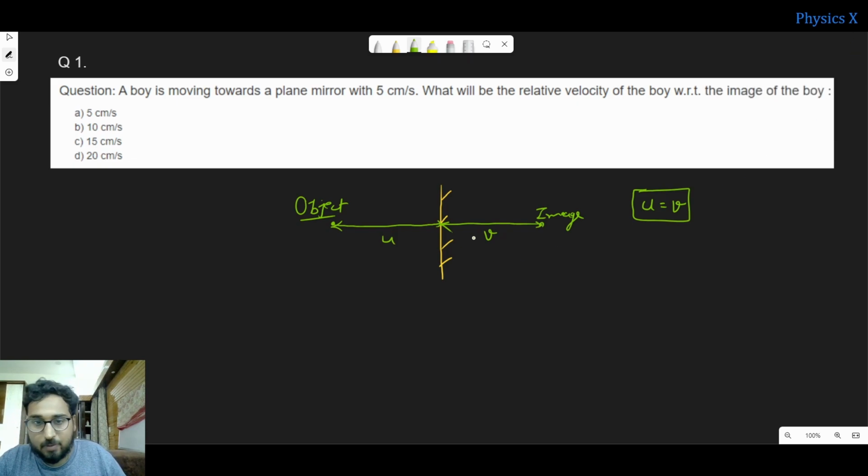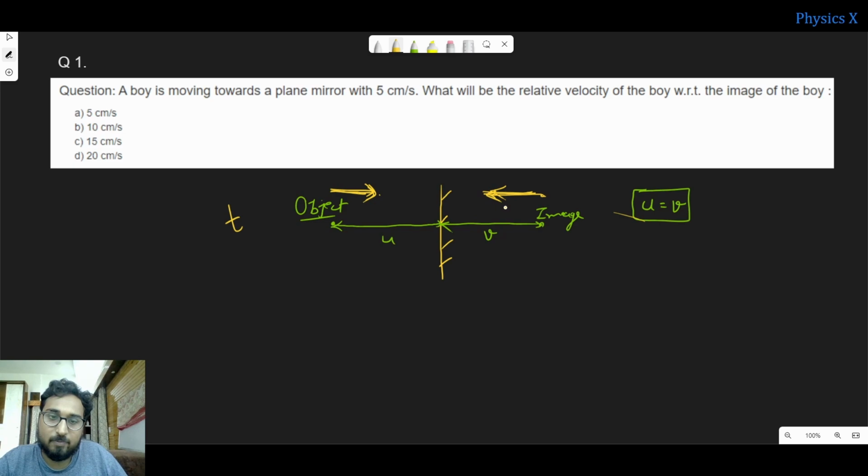At any time, if this object is moving with a speed, we see the image will also be moving towards the mirror, because at whatever distance the object is from the mirror, the image will be at that same distance. So that is why the object and the image seem to be approaching each other.